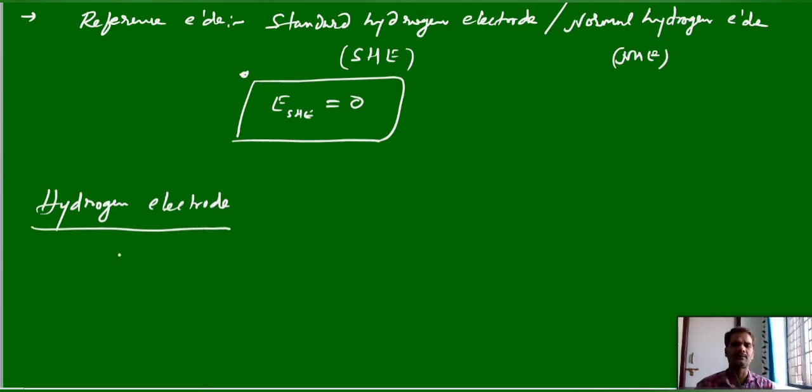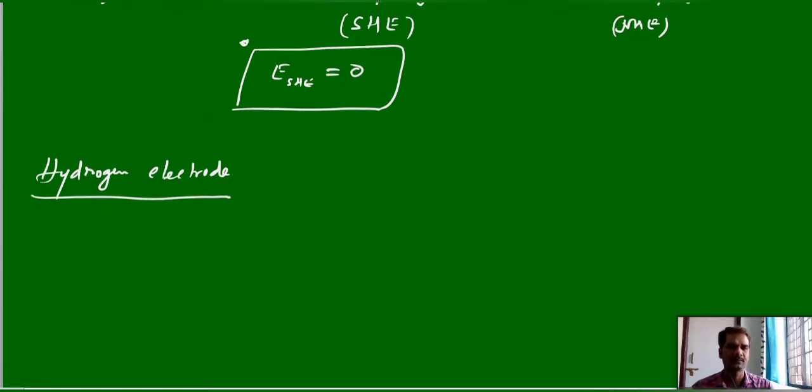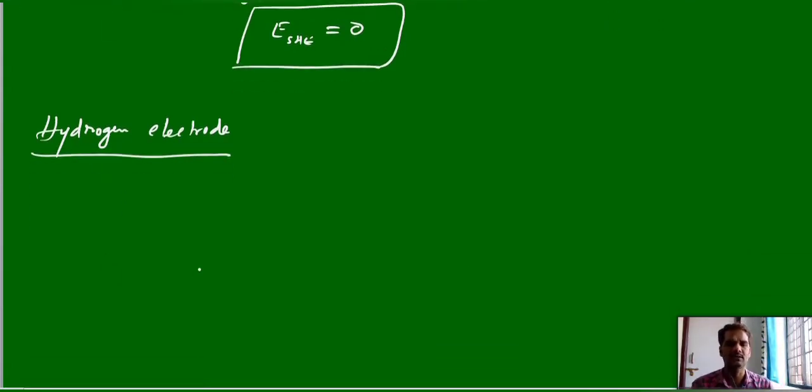This is also called the primary reference electrode. Sometimes this question can also be asked at board level: explain the primary reference electrode or hydrogen electrode. It is called the primary reference electrode, which means we have secondary reference electrodes also to identify the electrode potentials.